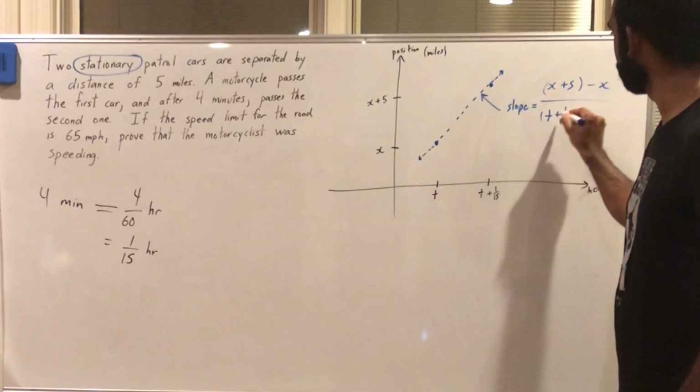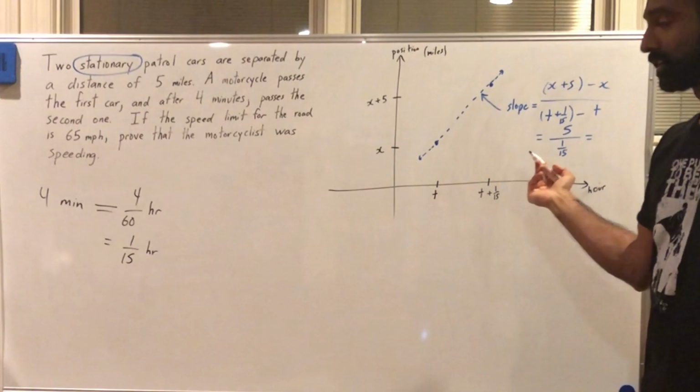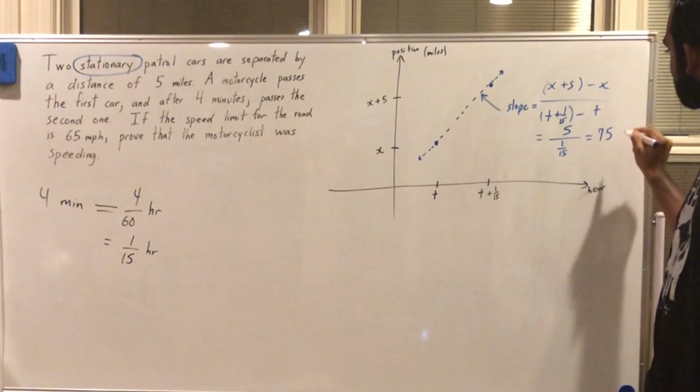T plus 1 over 15 minus t, the x's go away, the t's go away. And you're up with 5 all over 1 15ths. What does that equal? 5 times 15, which is 75. Comes out to be a nice, clean, crisp 75. The units, of course, are in miles per hour.